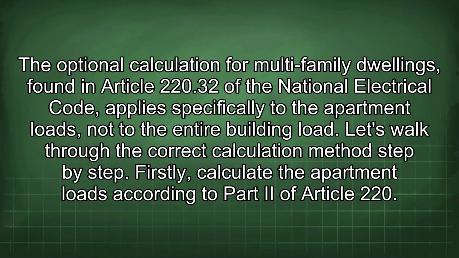The optional calculation for multifamily dwellings found in Article 220.32 of the National Electrical Code applies specifically to the apartment loads, not to the entire building load. Let's walk through the correct calculation method step by step. Firstly, calculate the apartment loads according to Part II of Article 220.